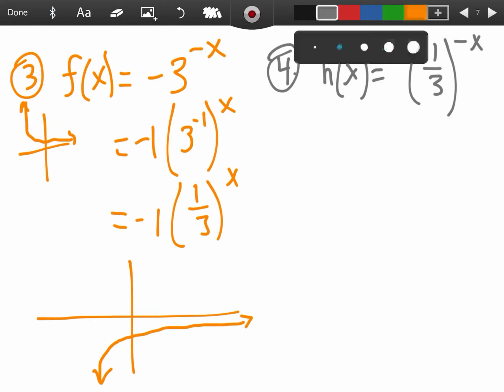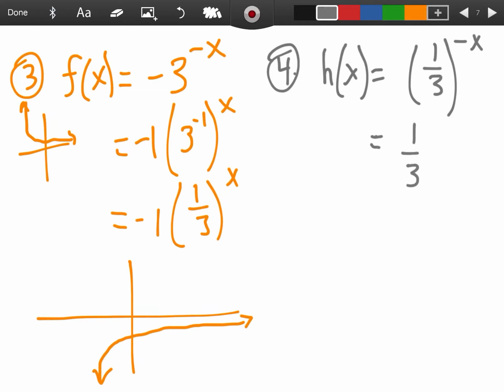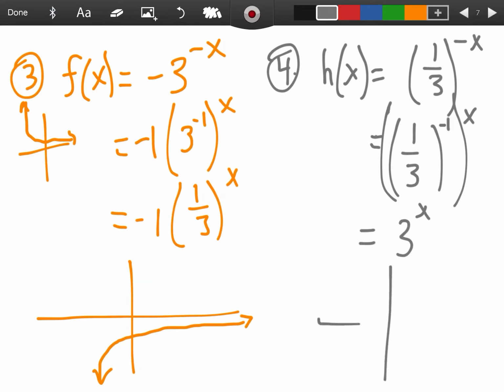And our last problem here, I have h of x equals 1/3 to the negative x. Well, that's 1/3 to the -1, then to the x, right? I can put double parentheses around it. 1/3 to the -1 is the same thing as 3 to the +1. So 3 to the x. Well, 3 to the x I know is just basic exponential growth, where my initial value is 1 and then my growth factor is 3.